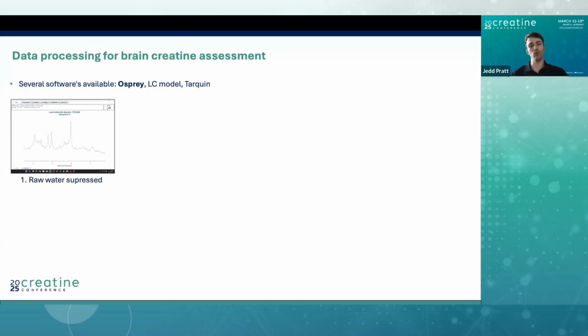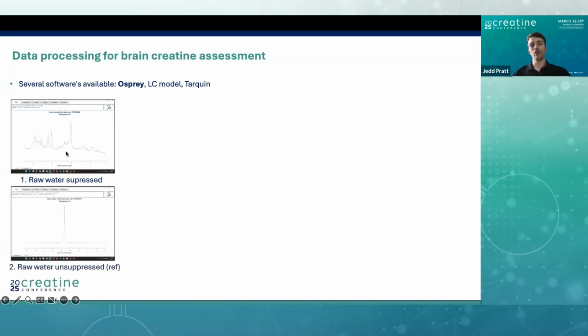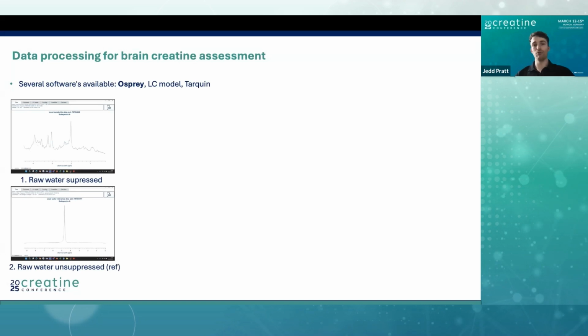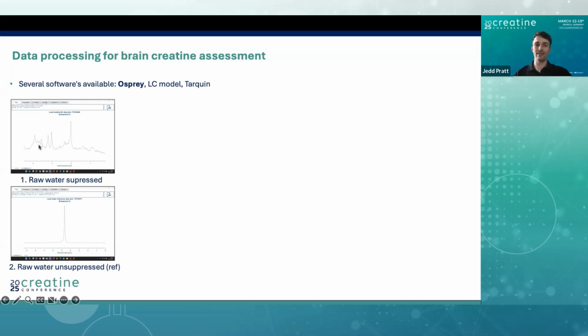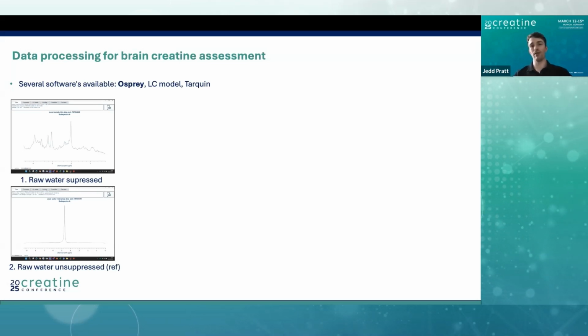So the first thing you can see there is we would load in our raw water suppressed data. This is going to give us this spectra that we saw in the previous slides. This is a proton MRS acquisition. And then the second step would be to load in what we call a water unsuppressed acquisition. And this is taken from the exact same region, in the exact same voxel, that we would take the water suppressed data. What this allows us to do is actually use this unsuppressed data, which is essentially just a hydrogen peak, to reference against our water suppressed data. And that will allow us to establish an absolute concentration for our metabolite of interest.